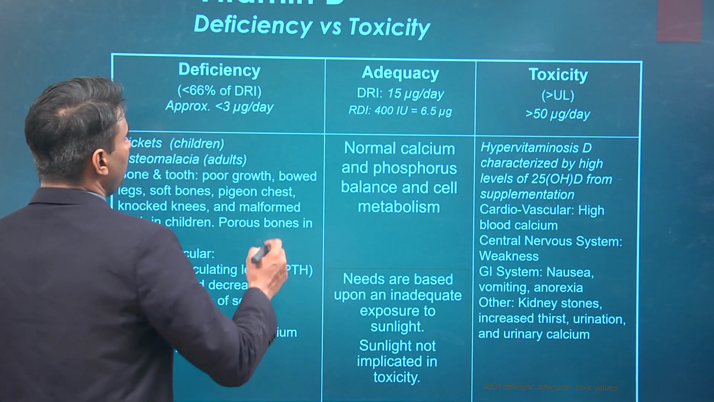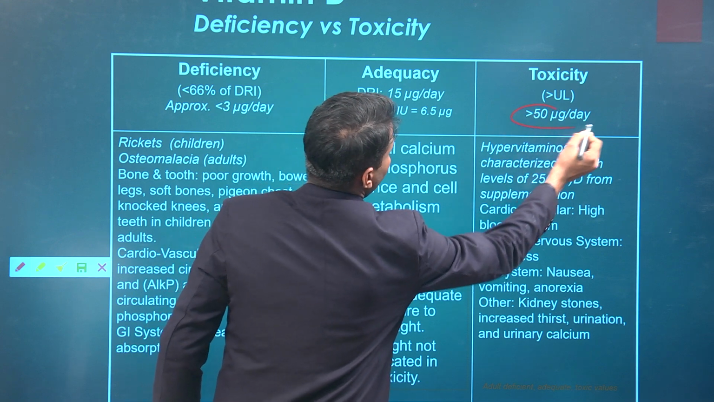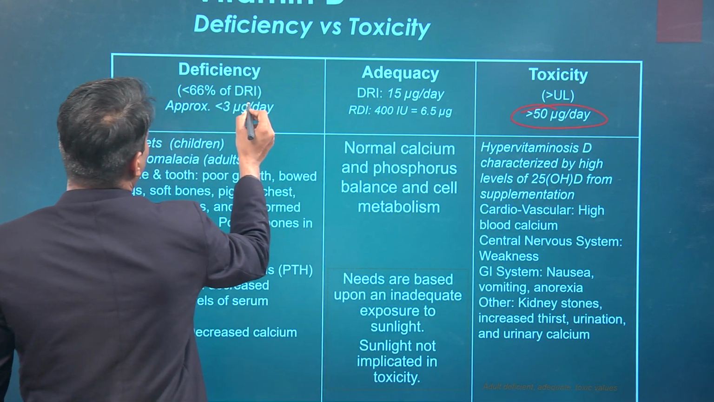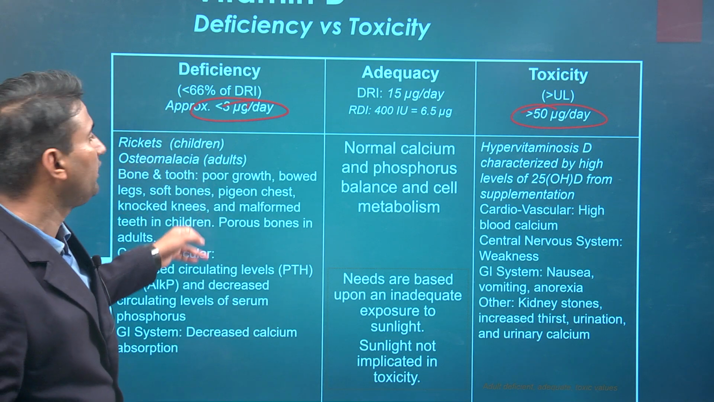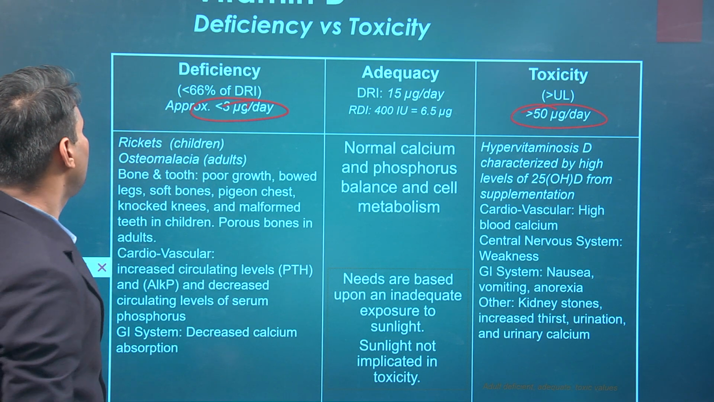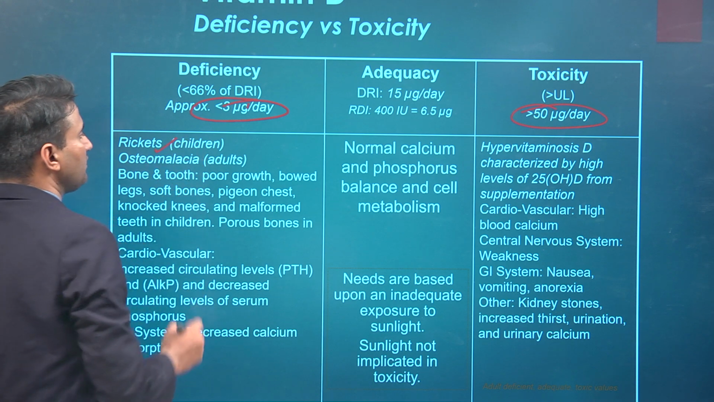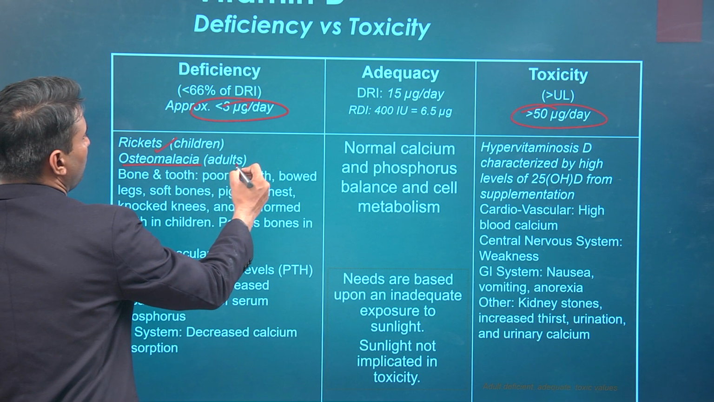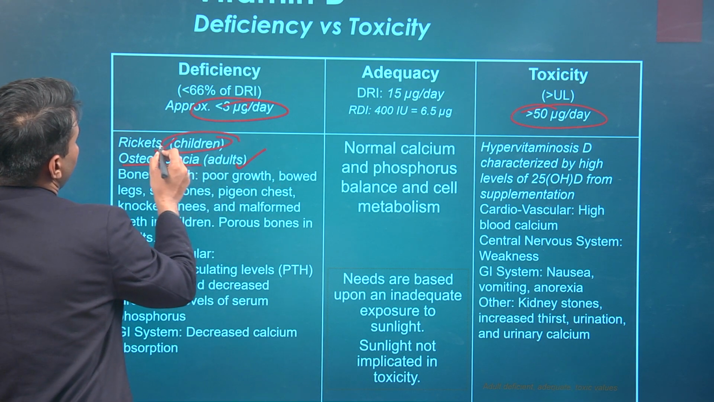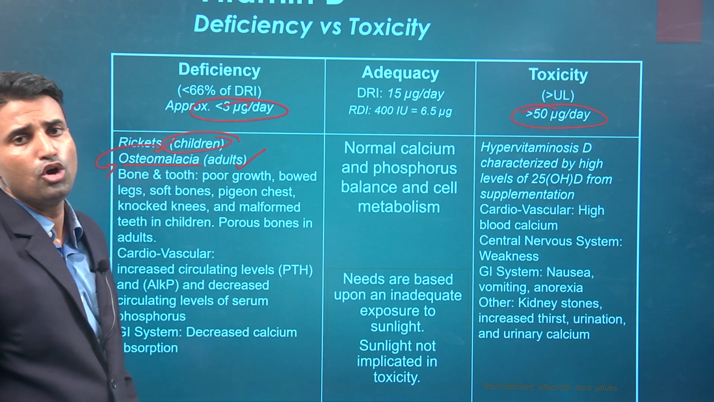So toxicity would be more than 50 microgram per day, and whenever it is less than 3 microgram per day, it will lead to deficiency. In the deficiency, there is a disease, rickets, which is generally found in children. The second disease is osteomalacia, which is found in adults. It is the same disease, but in adults we call it osteomalacia.